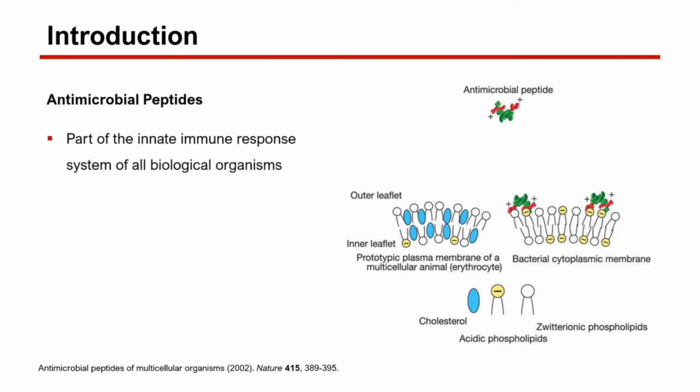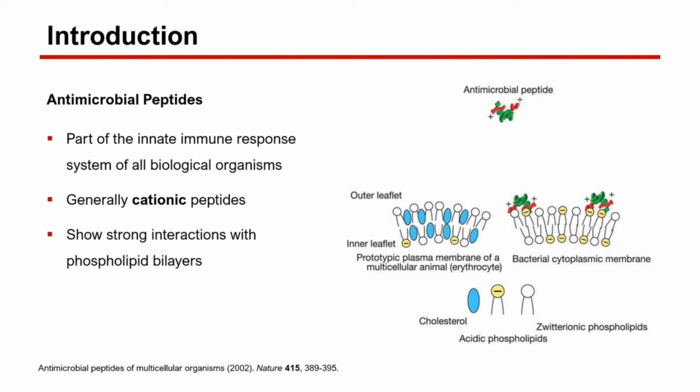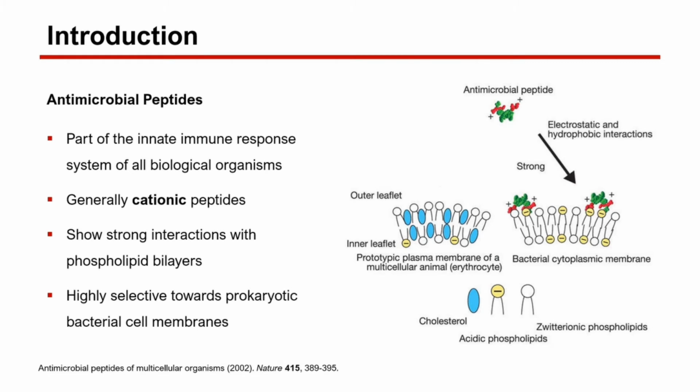One major class of antimicrobials that are being widely studied to replace conventional antibiotics are antimicrobial peptides. These peptides are part of the innate immune response system of all living organisms, and they are generally cationic in nature, containing residues such as lysine and arginine. They show strong interactions with the phospholipid bilayers of cells and are highly selective towards prokaryotic bacterial cell membranes due to the presence of more negatively charged acidic phospholipids.